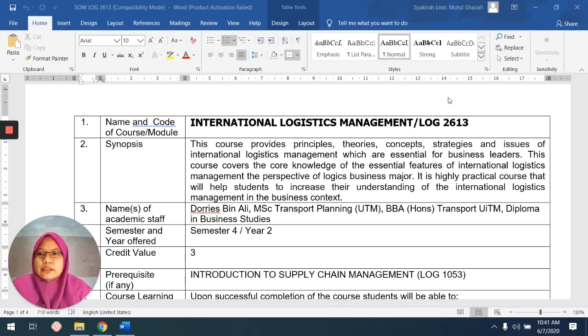This is the scheme of work for this course. The name and code of the course is International Logistics Management, LOG 2613. The subject matter expert or SME for this course is Mr. Doris bin Ali. The lecturers who teach this course for the semester are me and also Mr. Shamri, and Mr. Shamri is the coordinator for this course.